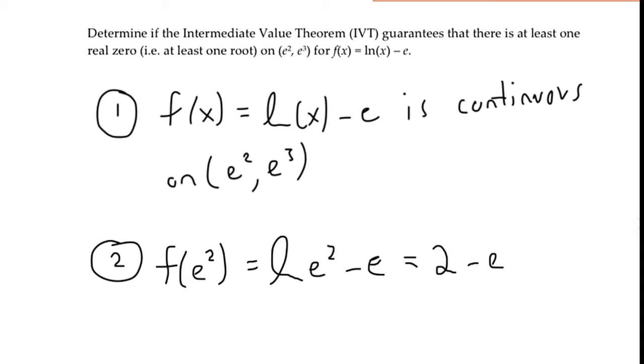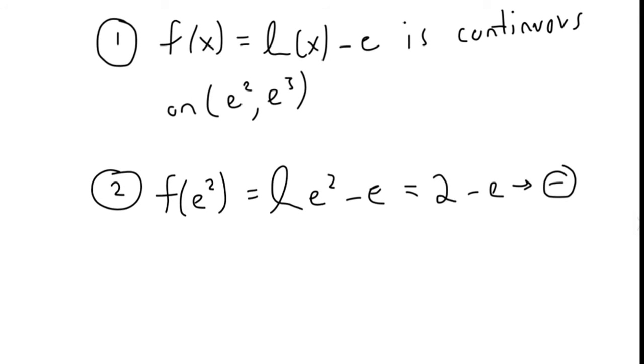Now let's be careful here. I don't care what the number itself is. E is about 2.7. If I do 2 minus 2.7, what do I get? The answer is a negative number. Does that make sense? Like the number itself doesn't really matter. I just care about its sign, S-I-G-N. What about this guy?